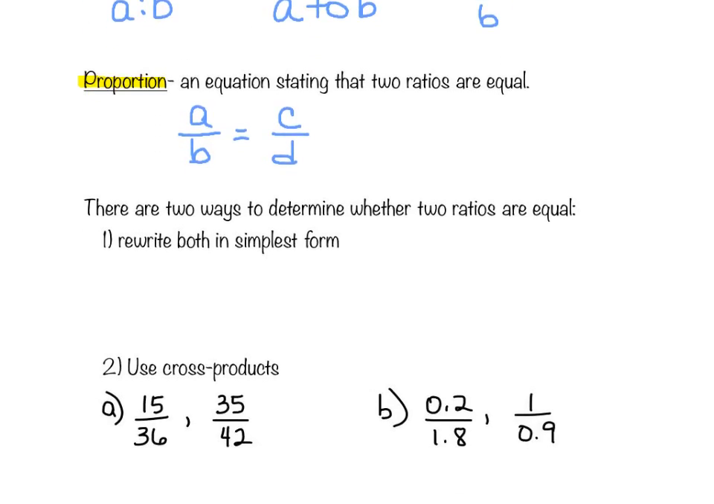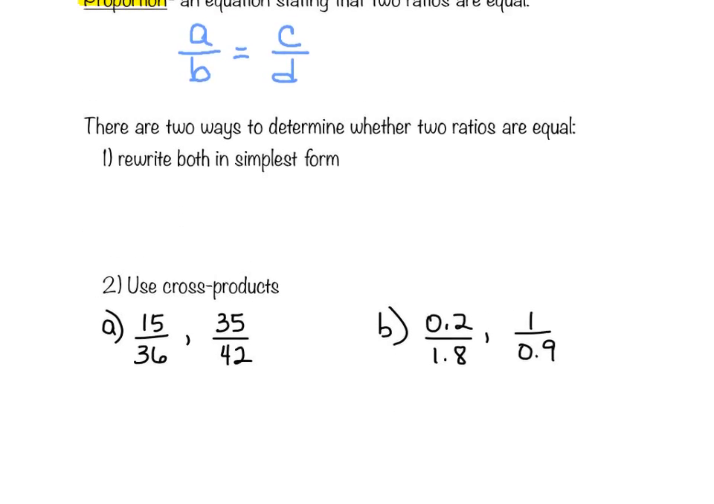So there are two ways to determine whether two ratios are equal. The first is to write both in simplest form. In other words, to simply reduce both of the ratios. If they both reduce to the same exact number, then you know that they are equal to each other.